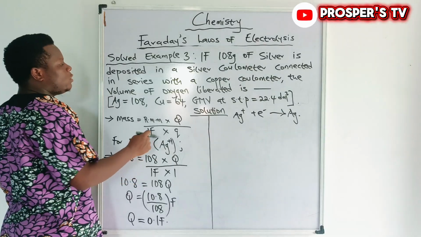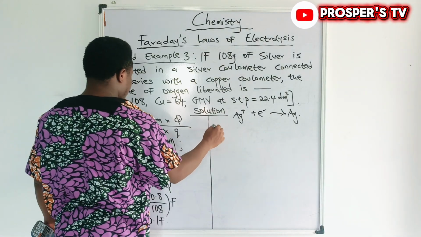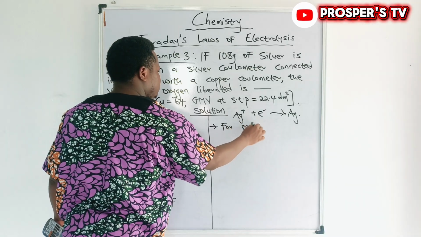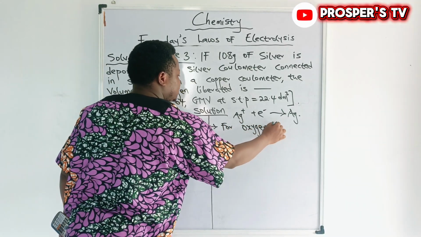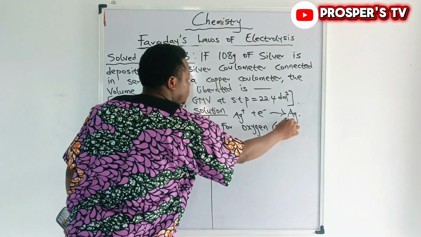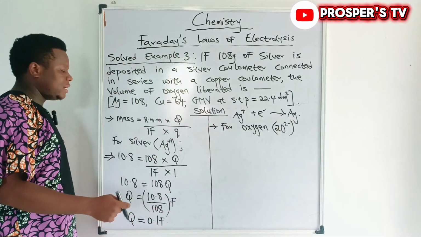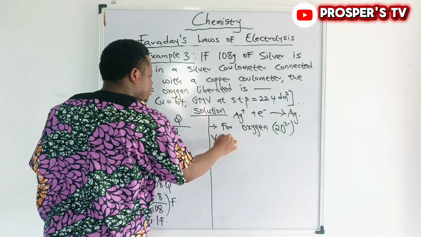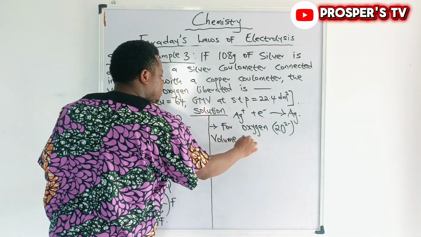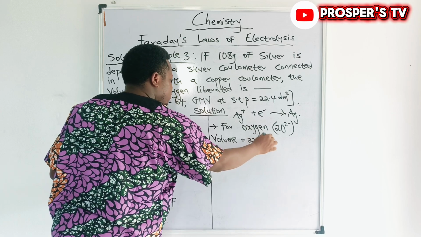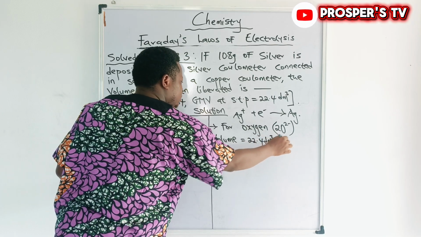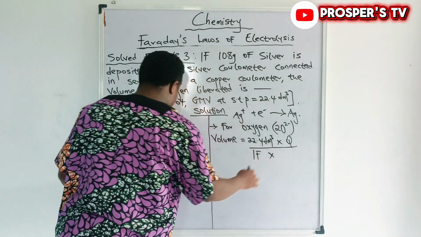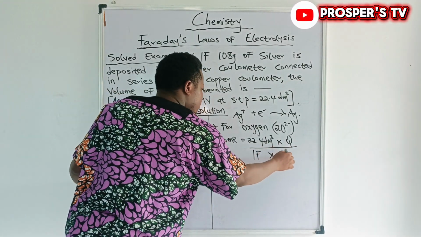Now we can go forward to calculate the volume of oxygen. For oxygen, remember oxygen is a diatomic molecule, which is 2O2 minus. So the total charge is 4, like I said in the previous example. So the formula we use to calculate the volume of oxygen says volume is equal to 22.4 dm cube times your charge, which is Q, divided by the value for 1 farad times your charge.